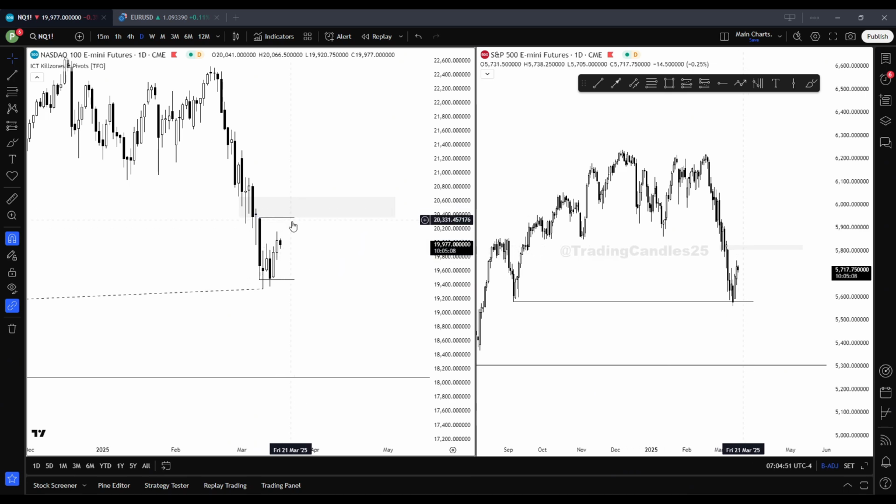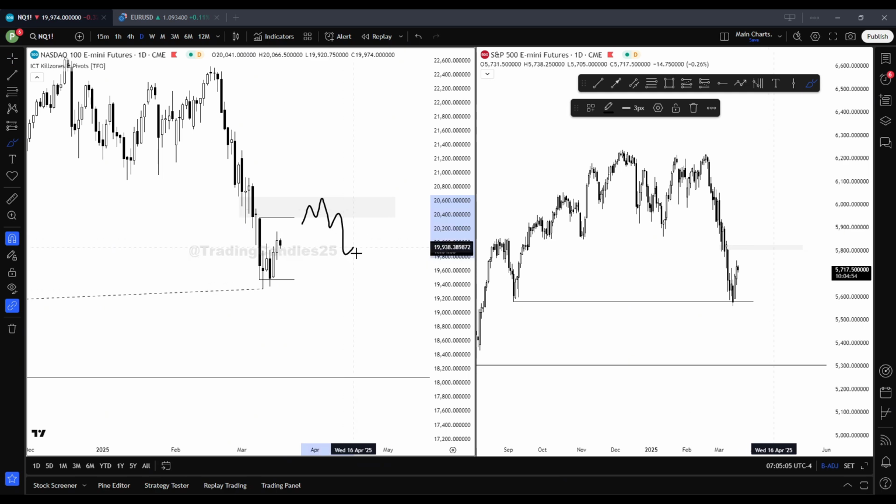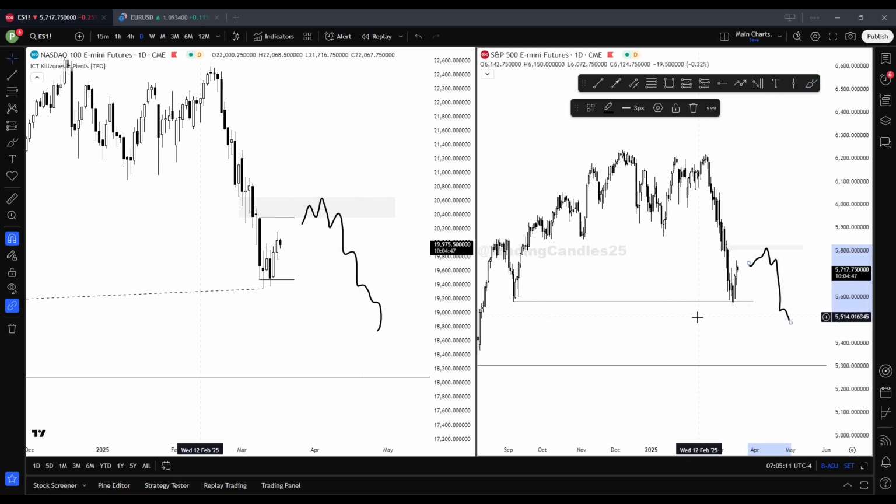And then once we're there, I'm going to look for a CSD or a market structure shift on the 4-hour time frame. And once we have that, then from there we can expect an expansion lower, both on NQ and ES. This is what I'm expecting.